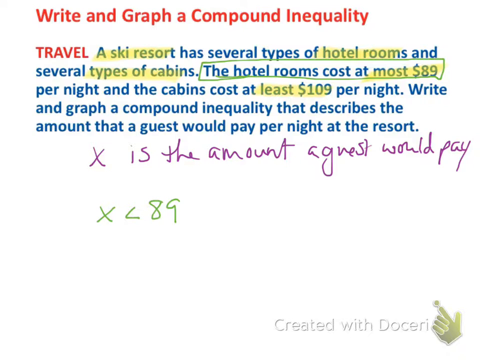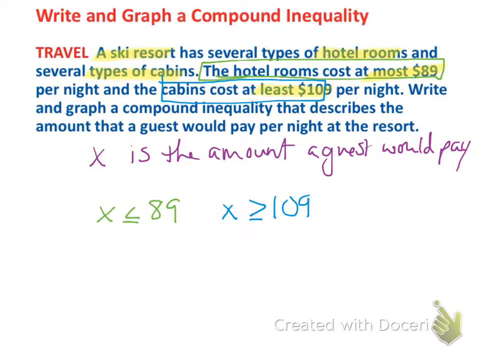All right, so now we can look at that second one. Cabins are at least 109. Cabins are at least, so that means they're going to be more than 109. Could they be equal to 109? Yes. We forgot our equal sign on the 89 because at most it could be 89. So this is x is less than or equal to 89 or x is greater than or equal to 109.